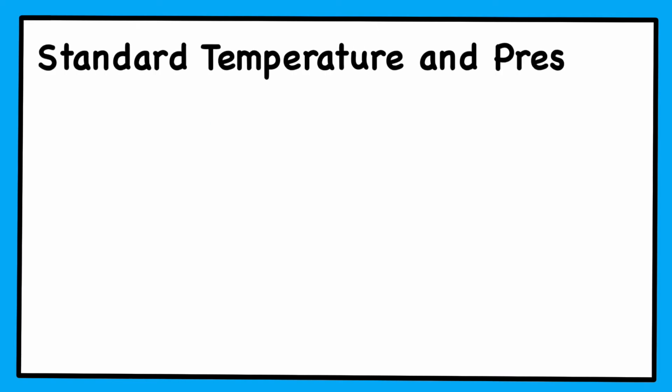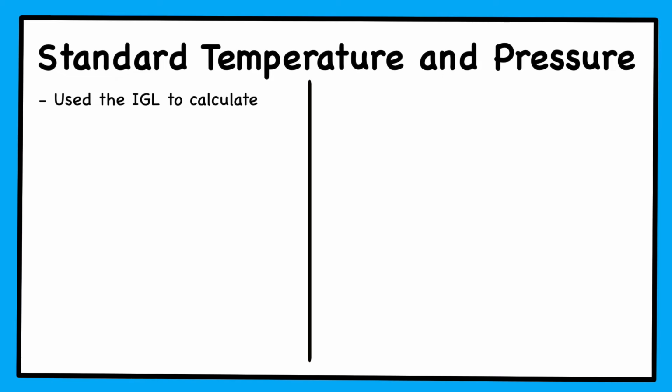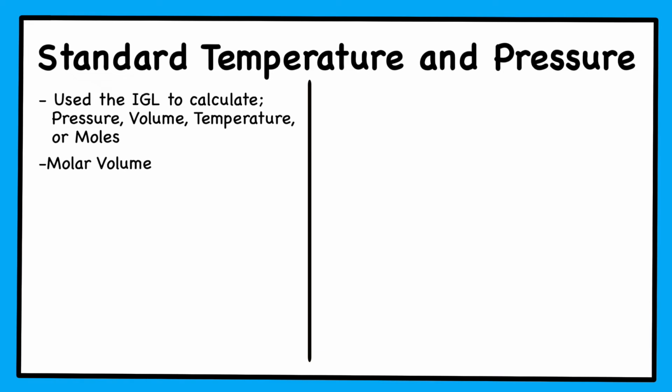Okay, so we just explained how to use the ideal gas law to calculate one of the variables of pressure, volume, temperature, or moles, if you are given the other three. Now we're going to turn to three other applications of the gas law: molar volume, density, and molar mass.